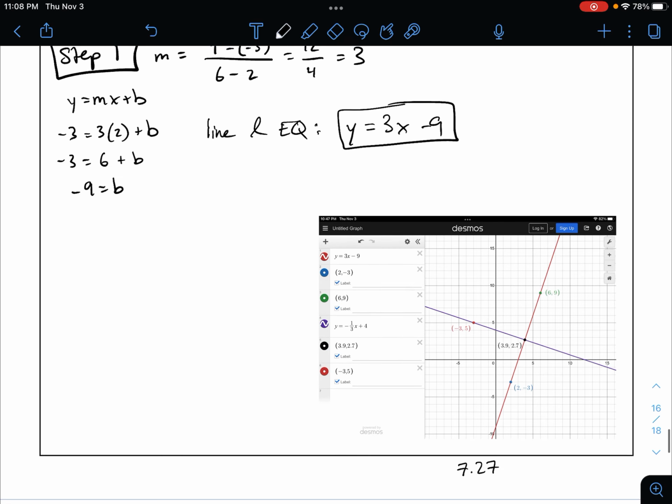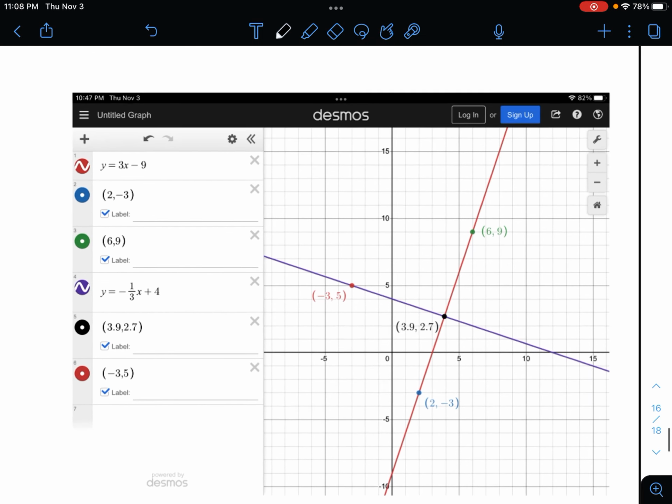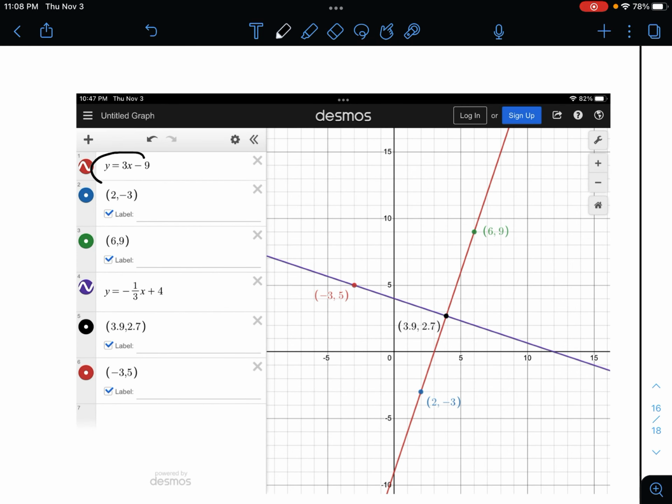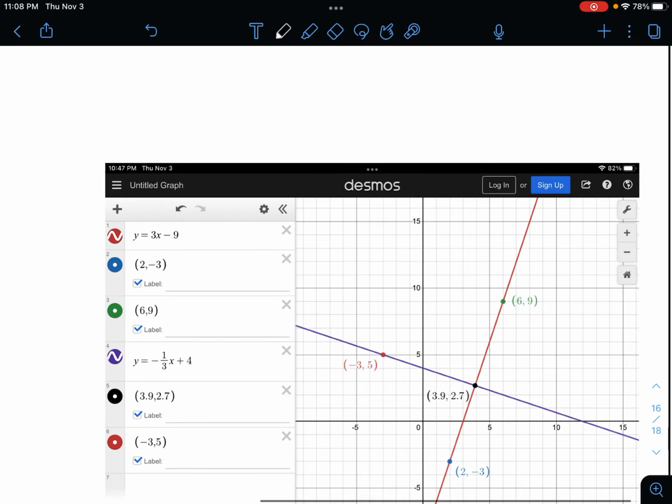And I did go on Desmos and did some graphing here, so you can see line L in the red. That's what it looks like. You can see it does go through the 2 given points that we had. All right, so everything's good so far.